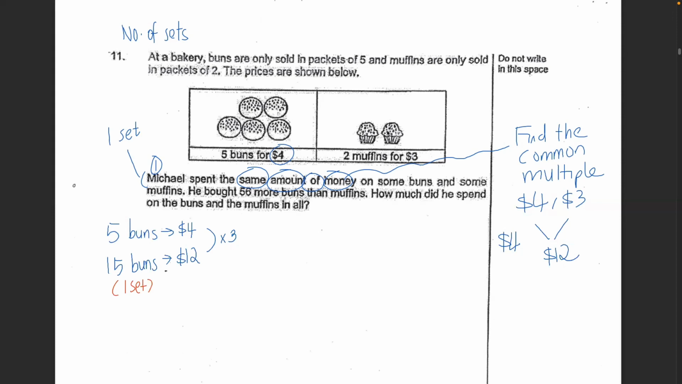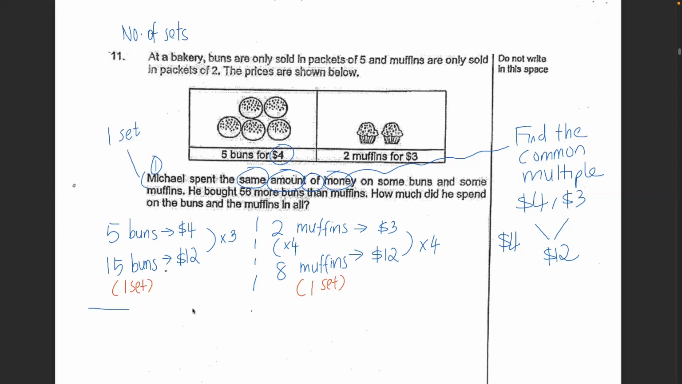Now then we do the same thing for muffins, right? So I know that 2 muffins is actually equal to $3. Am I making sense here? Now, the question says same amount of money. So isn't it true to say that I also spent $12 on muffins? How many muffins can I get from $12? I times 4, right? So I'll get a total of 8 muffins in total. Am I making sense here? Very importantly, again, you need to say that this is your one set. So we know my one set for muffins, my one set for buns. Now, what you want to do next is ask yourselves.